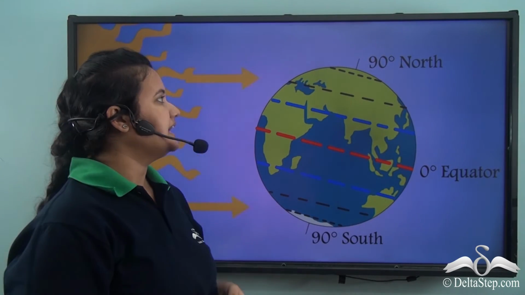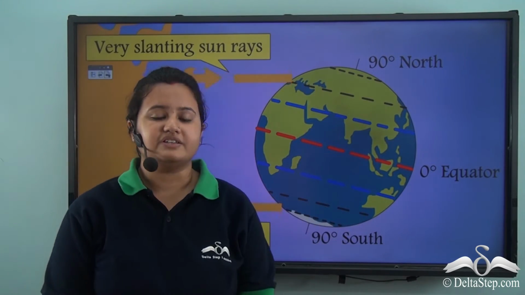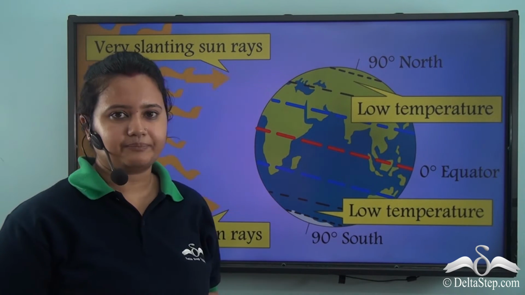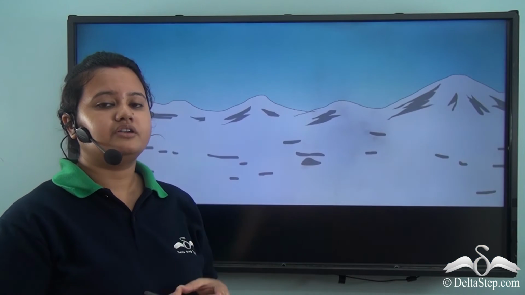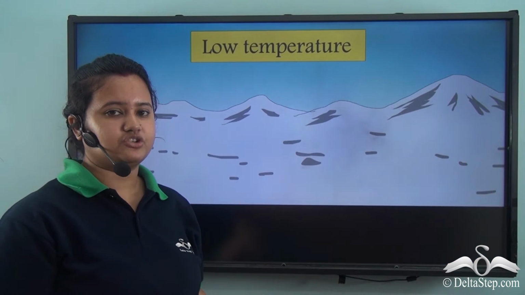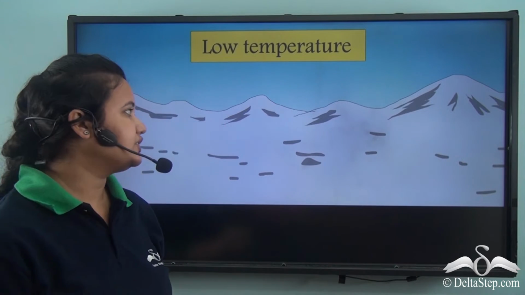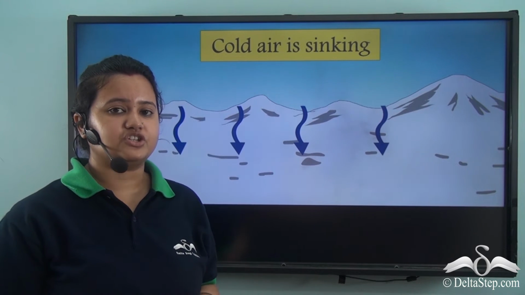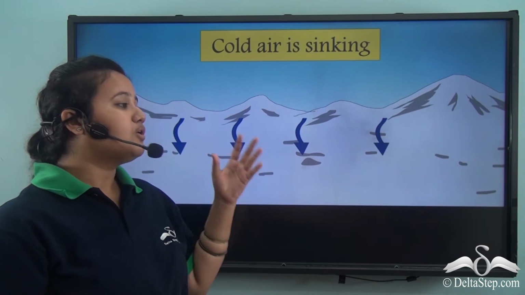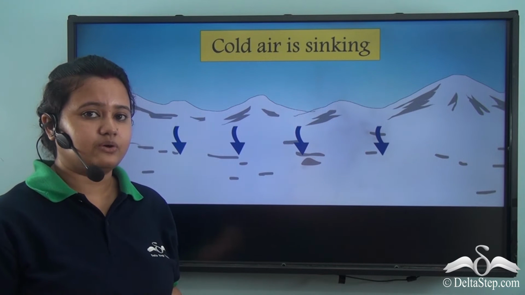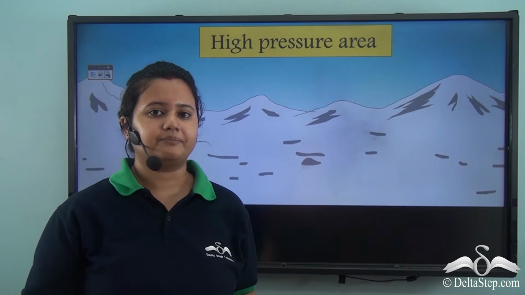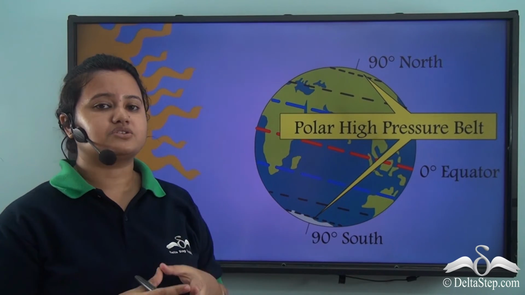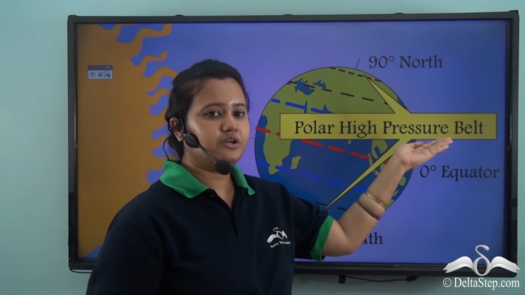We know both the poles, that is North Pole and South Pole, receive minimum sun rays, or very slanting sun rays. As a result, these polar regions have very low temperature. In fact, these regions are characterized by permanent ice caps. So, the air prevailing in this region is cold and dense. This cold dense air sinks or descends down, creating a high pressure region. So, this high pressure zone prevailing over both the poles is also known as polar high pressure belt.